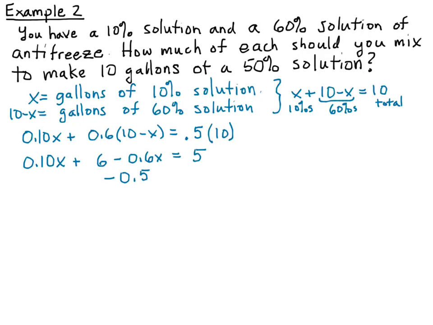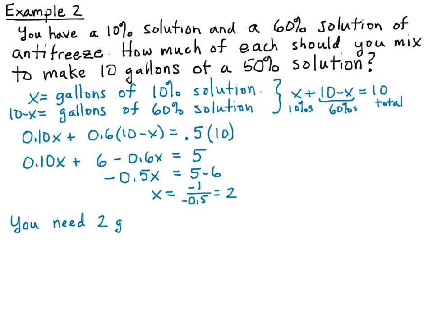Okay, so if we then expand this out, we'll distribute the 0.6 over the 10 minus X, and we get 6 minus 0.6X, and so when we take the 0.1X minus the 0.6X, that's going to simplify to minus 0.5X, and then we'll subtract 6 from both sides, and so we have 5 minus 6, and so ultimately we know that X equals negative 1 over negative 0.5. If I simplify that, I get 2.